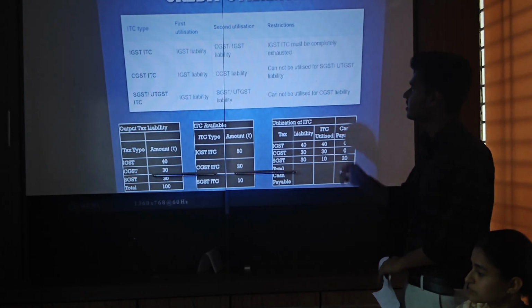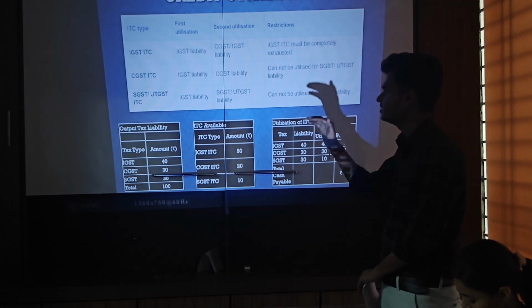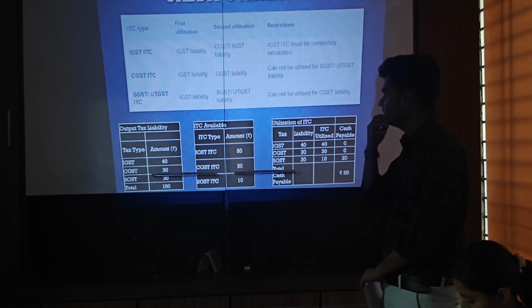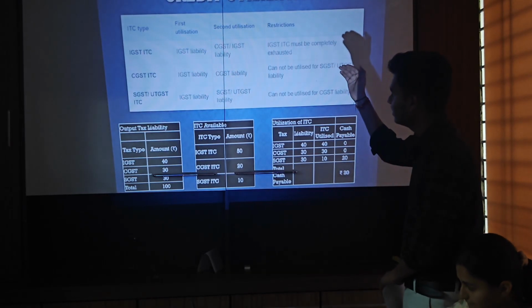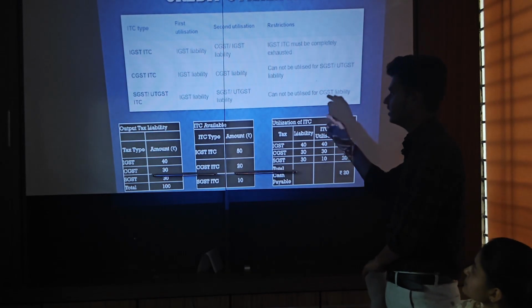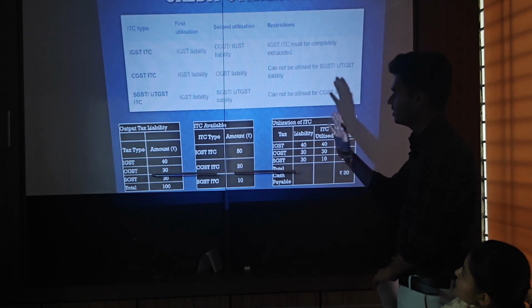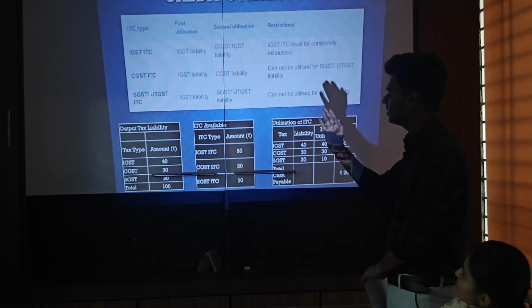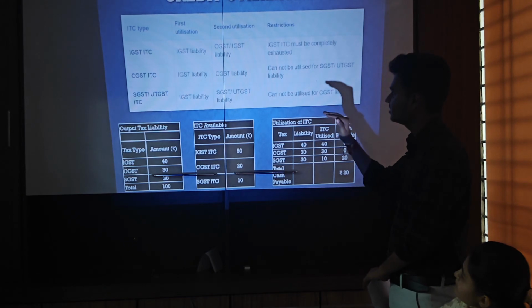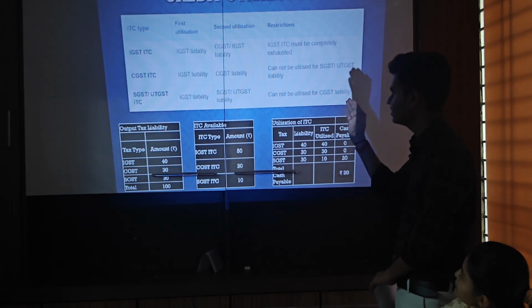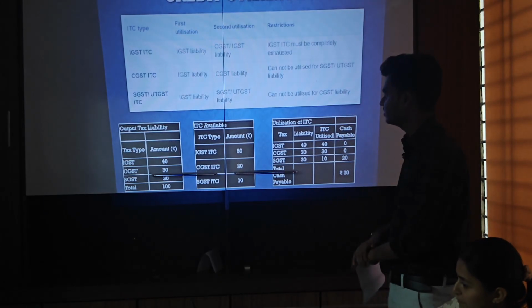Here are the rules for credit utilization. This is ITC type: IGST ITC, CGST ITC, SGST, UTGST ITC. IGST ITC is first utilized for IGST liability, second for CGST and SGST liability. CGST ITC is first utilized for IGST liability. Same for SGST, first utilized for IGST liability, and the second utilization of CGST ITC is for CGST liability only, and SGST ITC's second utilization is for SGST only.